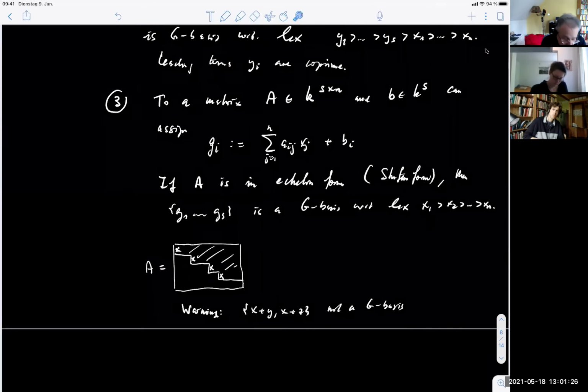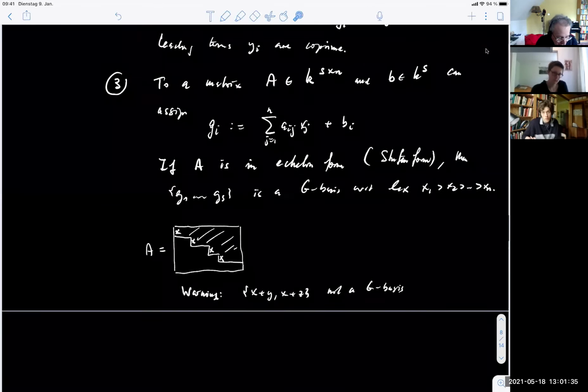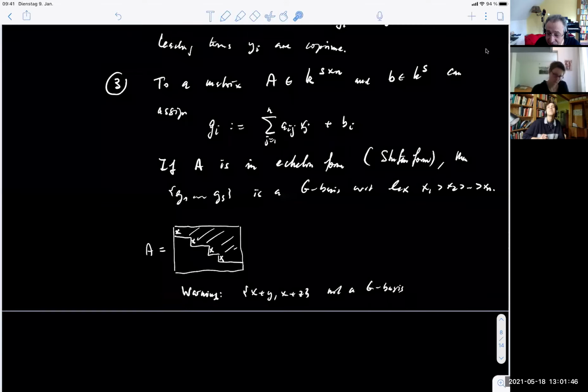Okay. Simple example, x plus y, x plus z is not a Gröbner basis. Why? Well, Buchberger's criterion doesn't work. But anyway, you take the S polynomial. The S polynomial is y minus z. And that's a normal form. You cannot reduce it. Neither y nor z are divisible by x. Non-zero normal form, so I don't have a Gröbner basis.